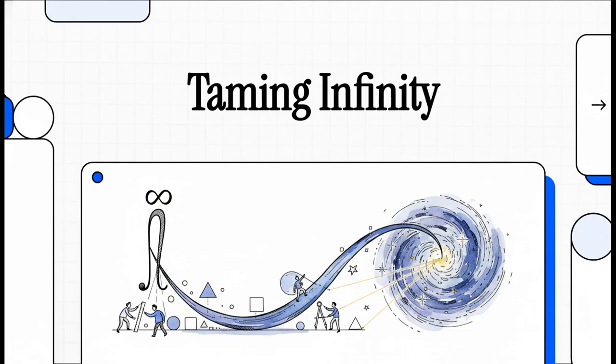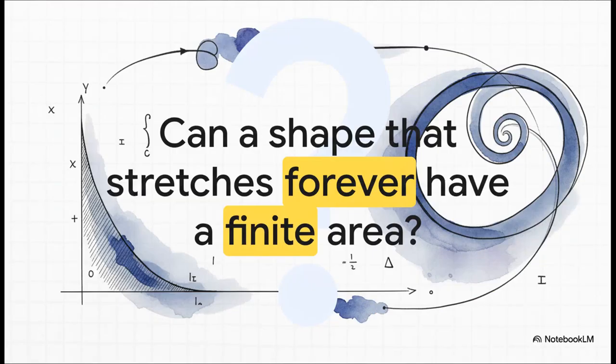literally, measure the infinite. So let's start with this question right here, because it really gets to the heart of the matter. You're looking at a shape that just keeps going and going and going, and we're asking if its area could actually be a finite number. I know, your intuition is probably screaming, no way, that's impossible. But you're about to see that calculus has a really surprising answer for us.